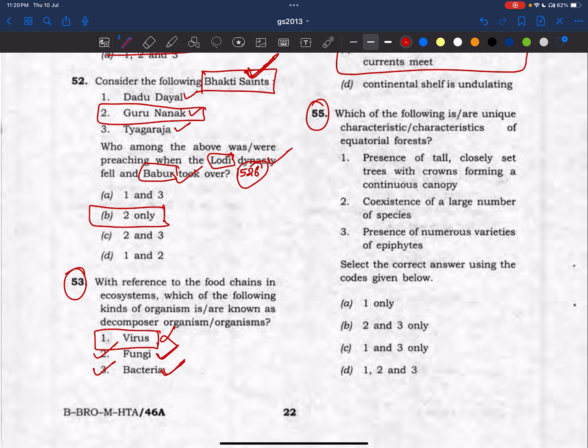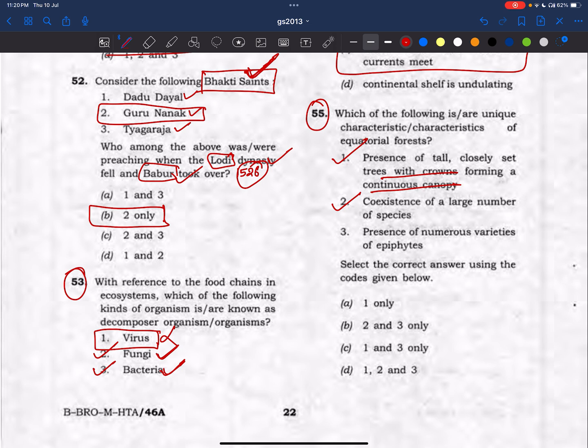Now, coming to the last question for this video. Which of the following is a unique characteristic or characteristics of the equatorial forest? Presence of tall, closely set trees with crowns forming a continuous canopy. Yes, they grow very tall for the competition of sunlight, right? So this is correct. Coexistence of a large number of species. Yes, we know equatorial forests are known for their biodiversity, right? There are large numbers of species growing, and even the productivity of rainforests is very high.